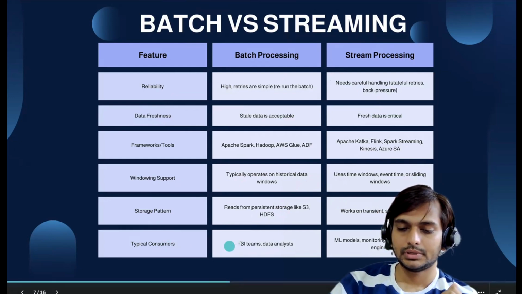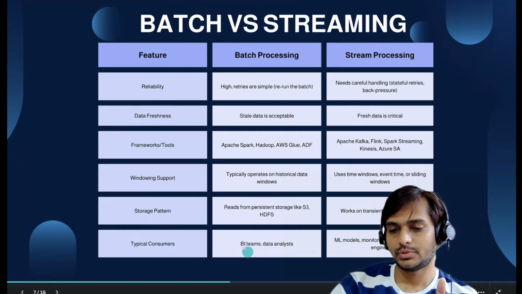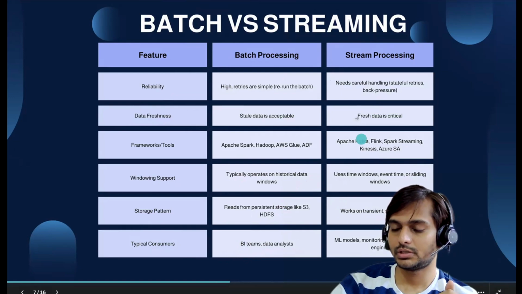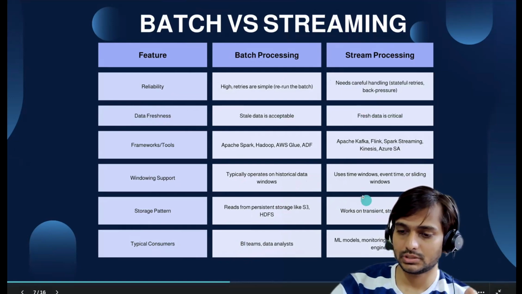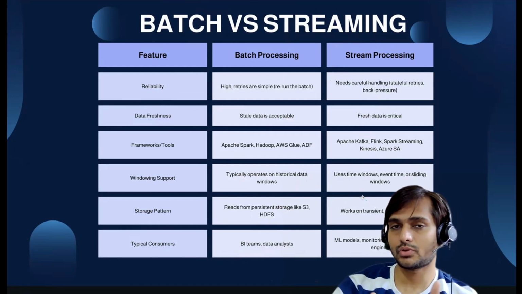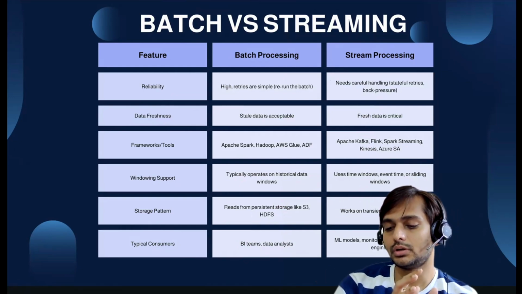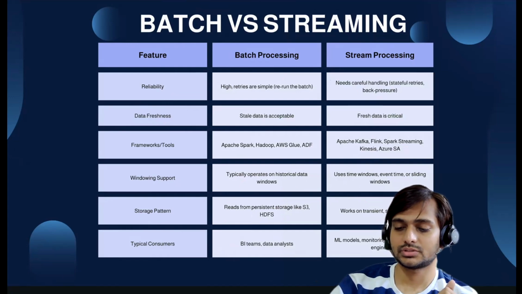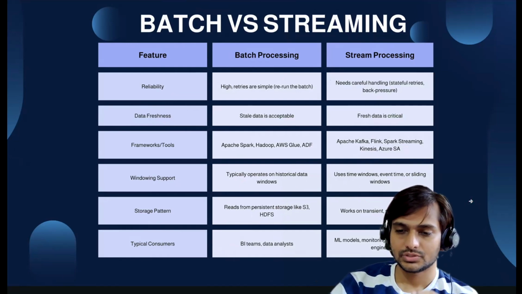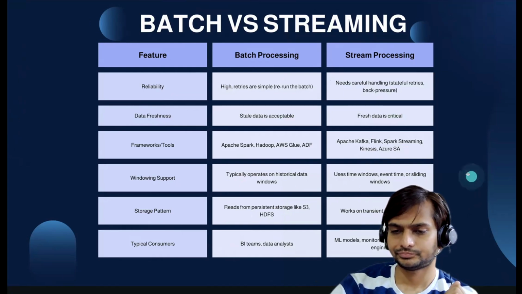And next you have the typical consumers. Typical consumers for batch would be the BI team, business intelligence team, or data analysis team. But in terms of stream processing, it might be machine learning models, monitoring systems, alerting systems, right? As I was telling, if any fraud happens, an immediate alert needs to be sent to the customer or the required authorities, bank authorities. For those kinds of use cases, stream processing would be most preferred. So these are the features and when to use what kind of scenario that we have explained.